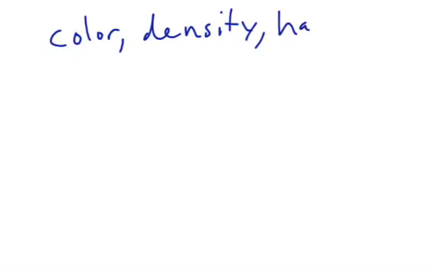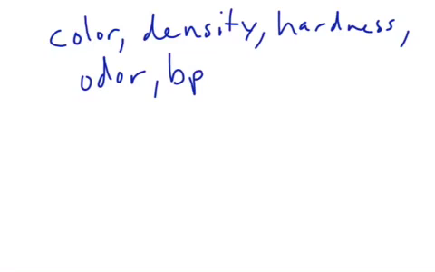A physical property is just an inherent characteristic of a substance. And this characteristic will not change even if you broke up that substance. Some examples of physical properties include color, density, hardness, odor, boiling point, and melting point.